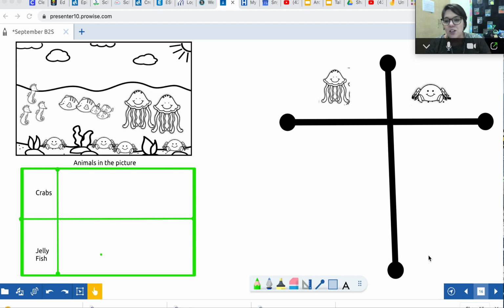Good. So I want to know, and you can kind of gather, we want to know how many jellyfish are in the picture and how many crabs are in the picture. So this is the graph that we're going to make, and its title is Animals in the Picture.